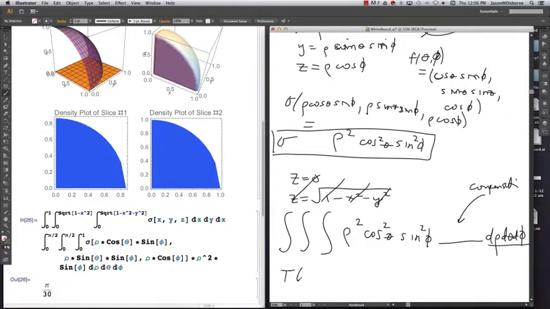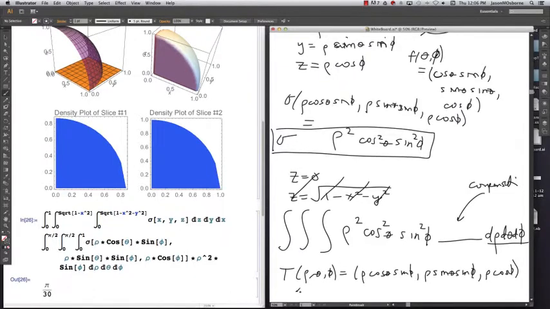So if you take your transformation to be a function of rho, theta, and phi, that's rho cosine theta sine phi, rho sine theta sine phi, and then rho cosine phi. If you were to take the Jacobian of that transformation and then take its determinant, you will get rho squared sine of phi. So this is what will go here, rho squared sine of phi.